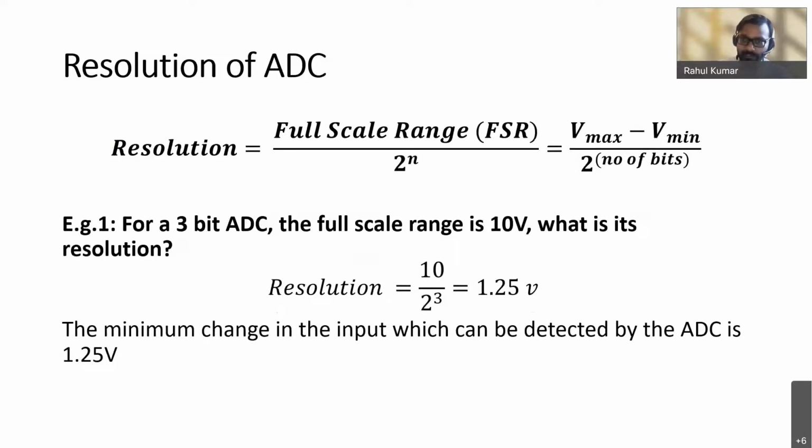Now the resolution of an ADC is given by this formula. It is equal to full scale range, or in short FSR, divided by 2 to the power n. Now n is your number of bits.